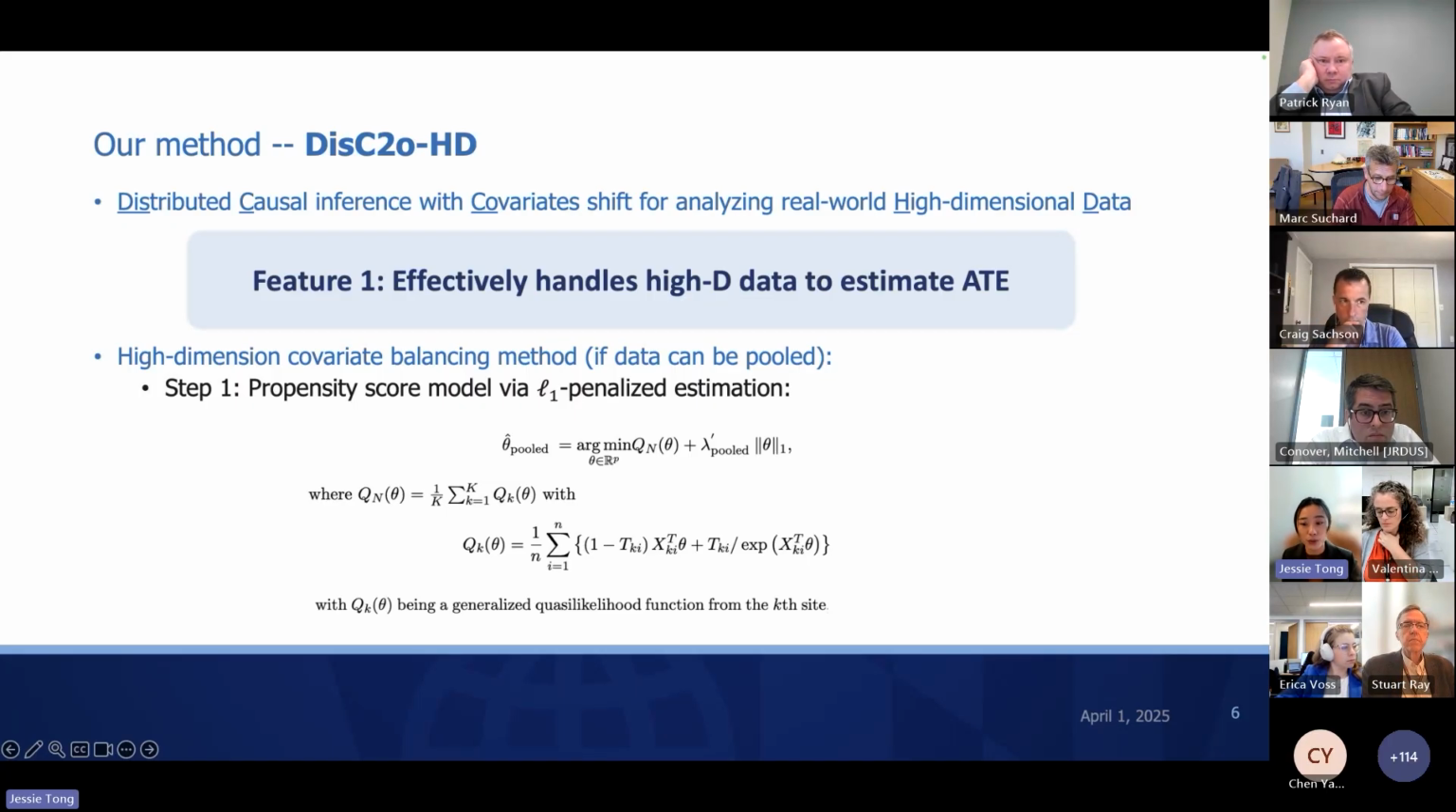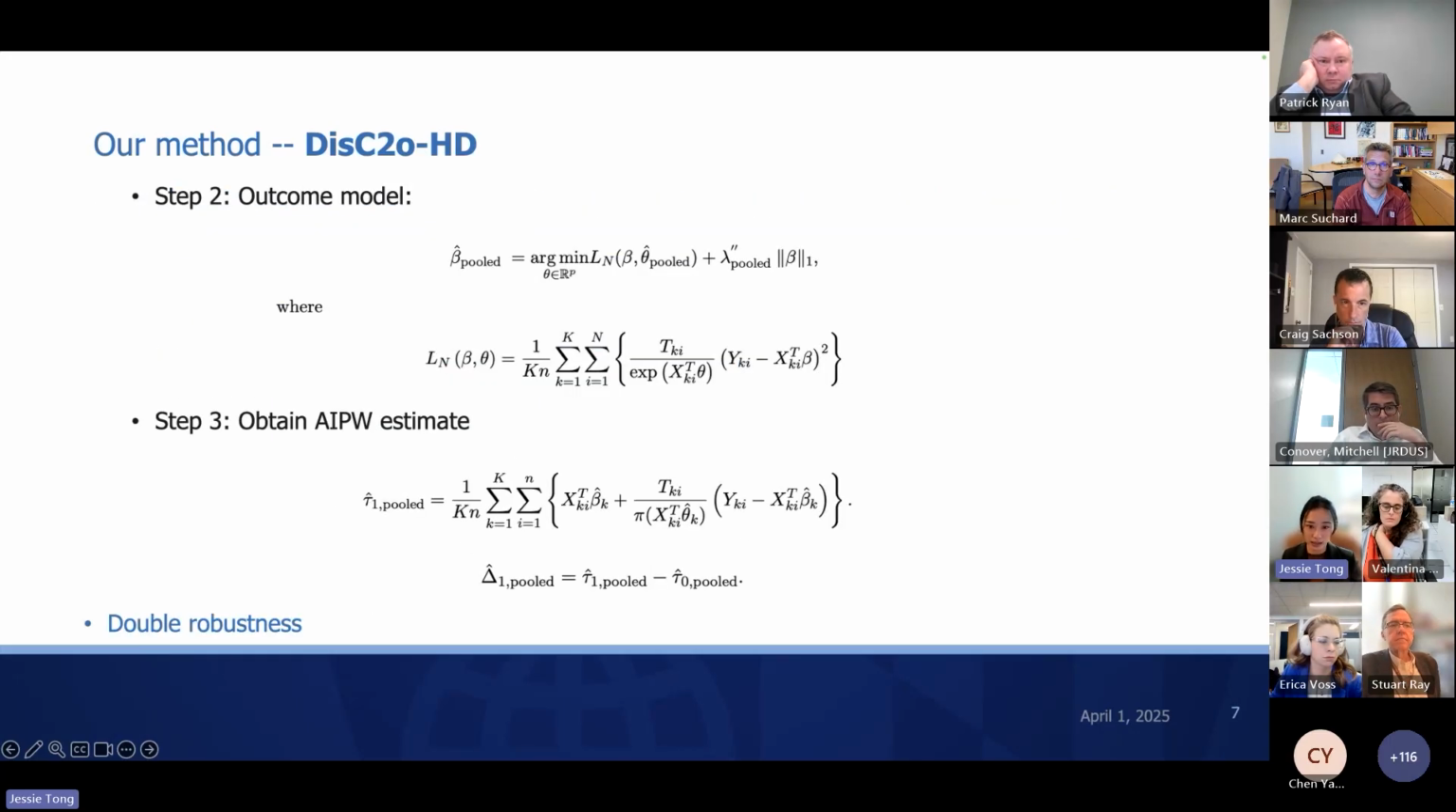Here, suppose we can pool all of the data together. The first step is to fit a propensity score model with an L1-penalized maximum likelihood function. The parameter we're interested in here is theta, and the function is the Q function. By estimating theta in this Q function, we can obtain the estimator in the propensity score model. After we have these parameters, we can use the estimates from the propensity score model to further fit the outcome model. Here, the L function is the loss function for this outcome model, and the parameter here is beta.